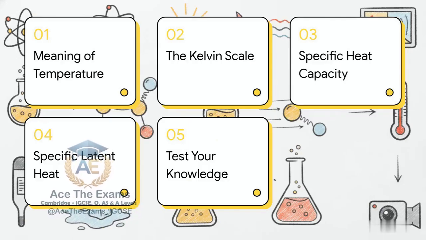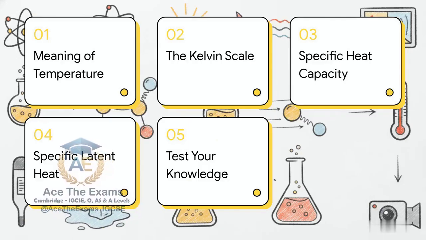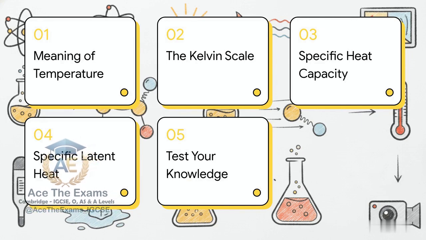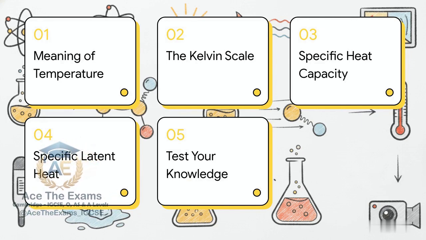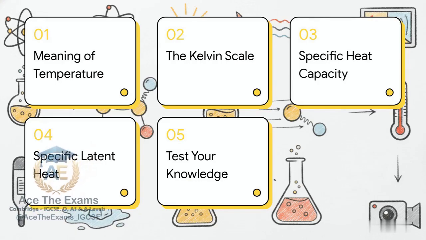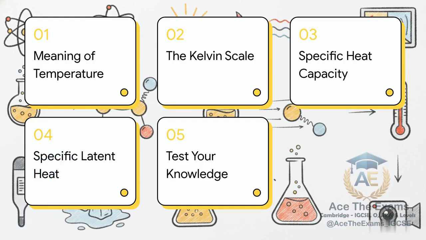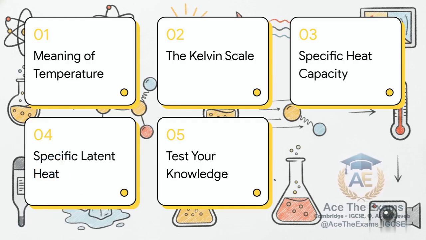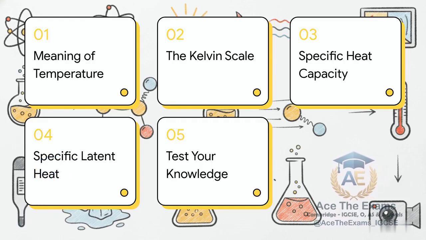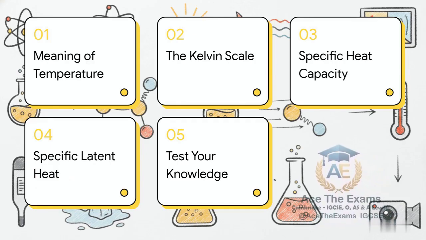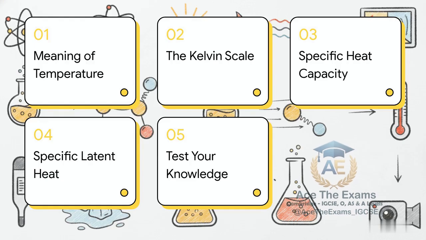We have an incredibly clear and structured journey ahead of us today. Think of these as our 5 mission checkpoints. We are starting with the exact meaning of temperature in Section 1. Then we'll move into Section 2, decoding the Kelvin scale. Checkpoint 3 is specific heat capacity, where we'll start applying our heavy-hitting formulas. In Section 4, we'll tackle the tricky concept of specific latent heat. And finally, Section 5, testing your knowledge, where we'll bring it all together.